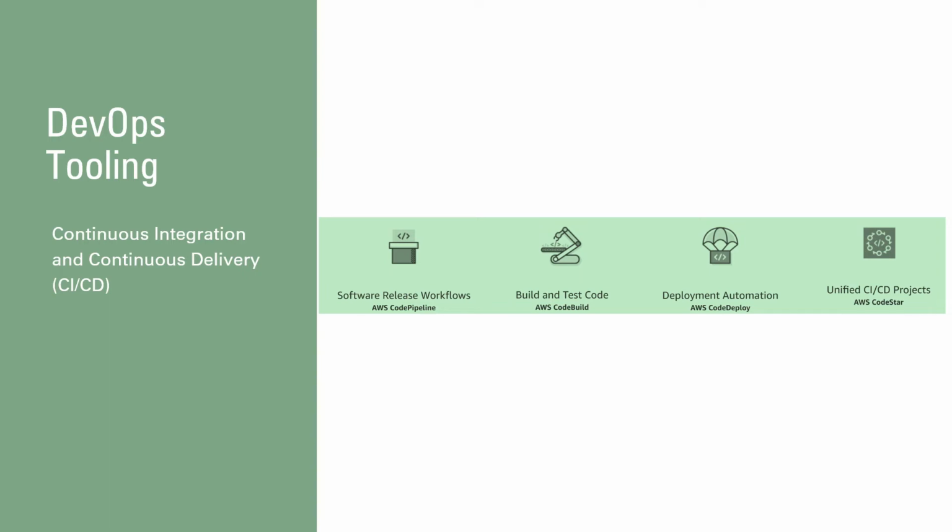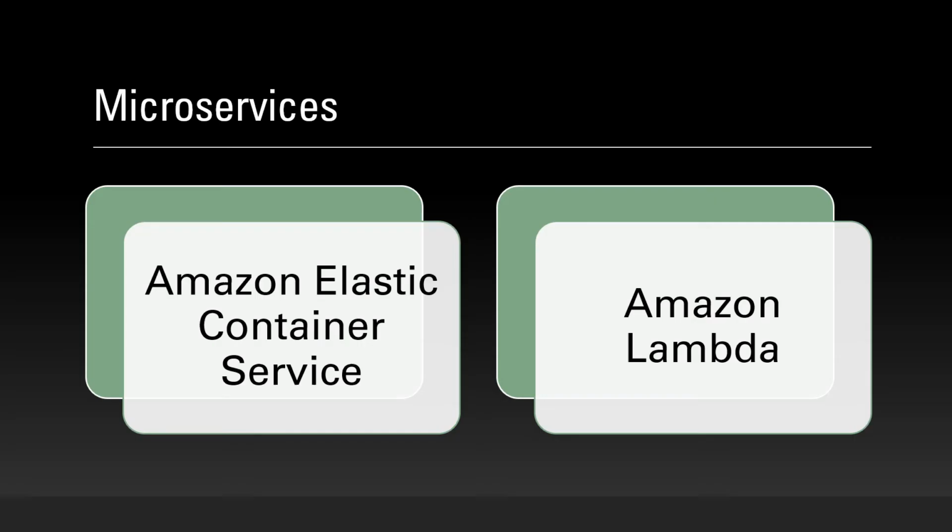For CI/CD, the services which you use are AWS CodePipeline, AWS CodeBuild, AWS CodeDeploy, and AWS CodeStar. To build and deploy microservices, you can use Amazon Elastic Container Service and AWS Lambda.